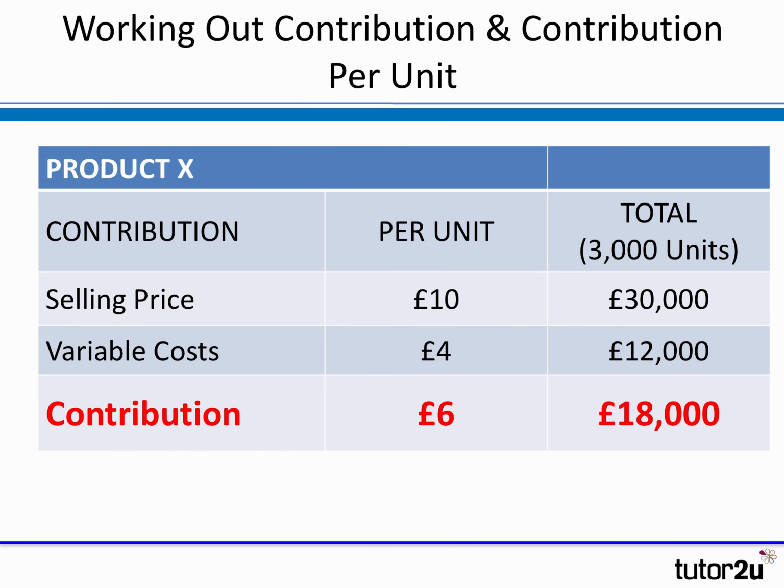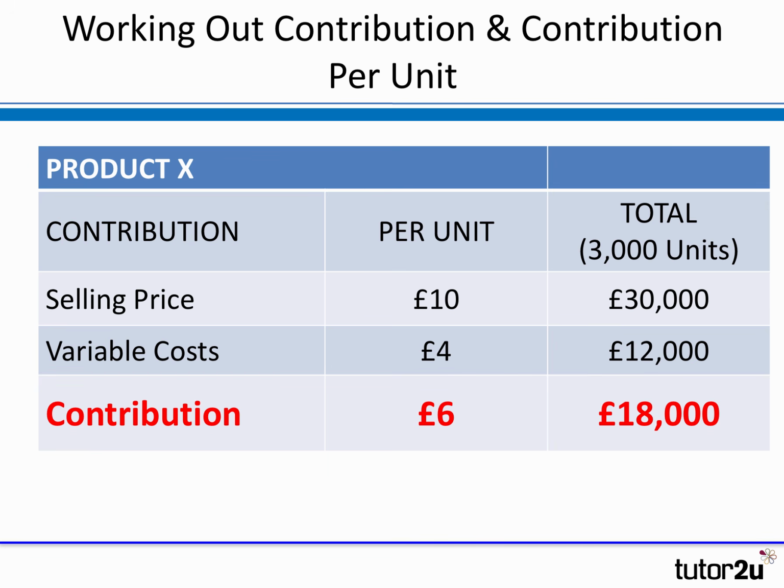Well, first of all, let's work out the first two. So the contribution per unit, we remember as being the selling price less the variable cost per unit. Selling price was 10. The variable cost per unit is 4. Therefore, contribution per unit, 10 less 4, is £6 per unit. Every time I sell one of these units of product X, it contributes £6 towards my fixed costs.